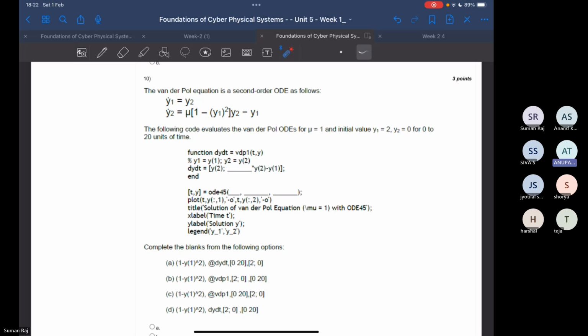Ma'am, once we say y1 dot, it means dy by dt, na ma'am? Whenever we say differentiation, it is dy by dt, na? So now they are not, they are saying dy into dt.